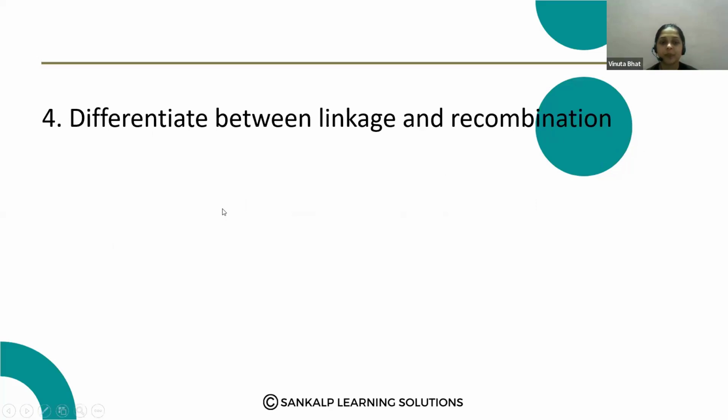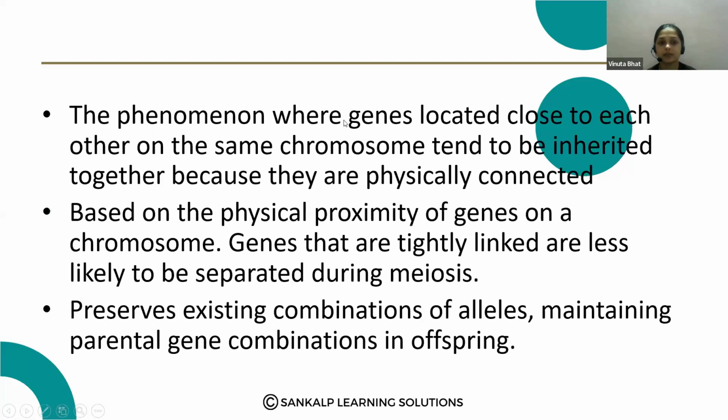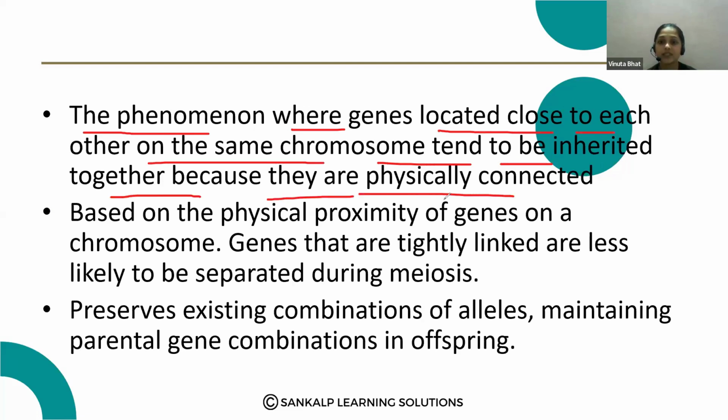Next question. Differentiate between linkage and recombination. Here, first, linkage. The phenomenon where genes located close to each other on the same chromosome tend to be inherited together because they are physically connected. That is called linkage.